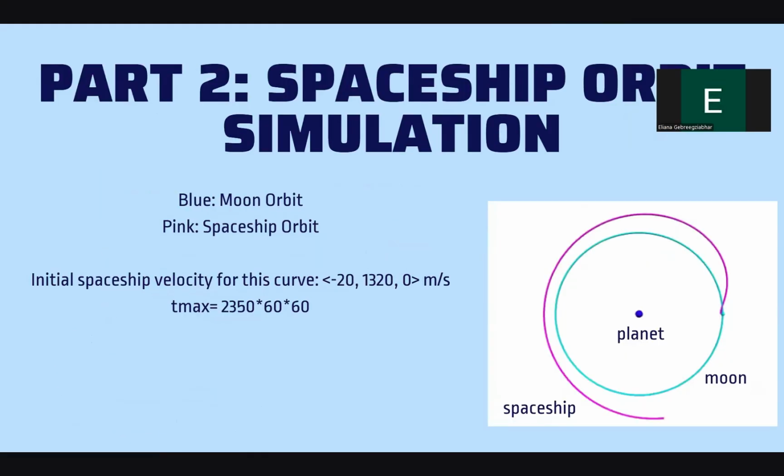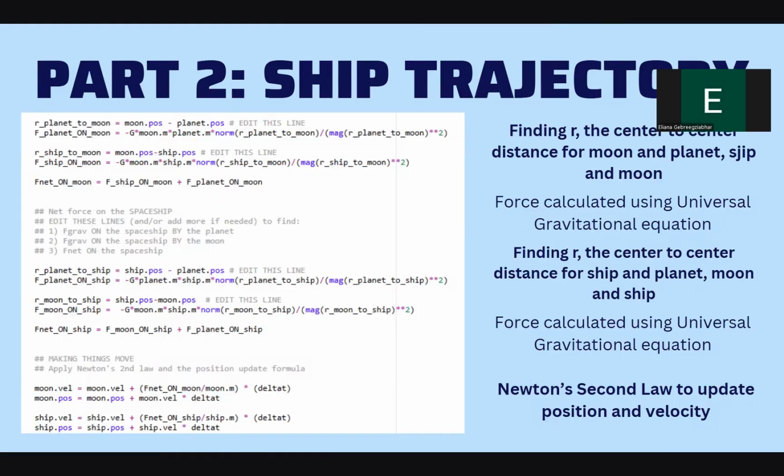For part two, we simulated the motion of a spaceship traveling near a planet and its moon. The goal was to find an initial velocity that allowed the spaceship to orbit both bodies without crashing into either one. In the orbit to the right, as you can see, they don't crash at any point in the system. The initial spaceship velocity for this curve was -20, 1320, 0 meters per second, and the Tmax was 2350, which is the moon's orbit. We made sure to understand that the gravitational forces were acting on the moon from the planet and spaceship, and then the spaceship was experiencing forces from both the planet and the moon.